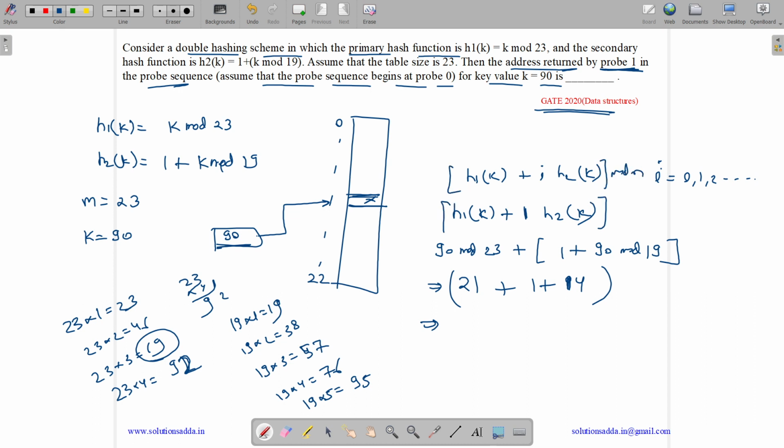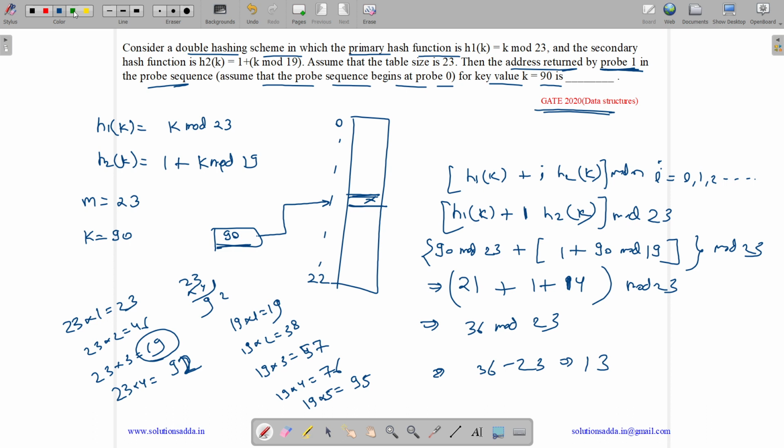our mod of the size of the hash table. So the hash table size is mod 23. Here we have the entire thing mod 23. So we have 21 plus 14 plus 1 mod 23, which is 36 mod 23. So it comes out to be 36 minus 23, which is 13.